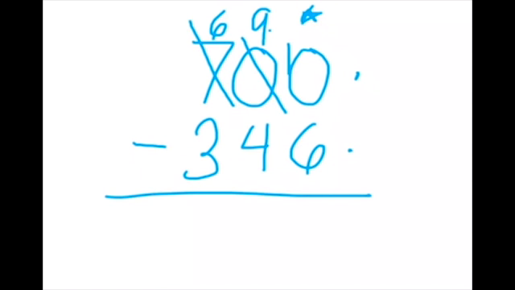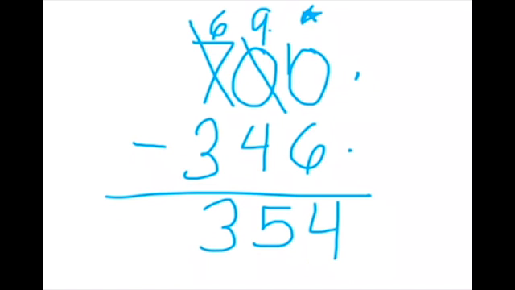If I look at my ones place, there's no need to stop because there's more on top. If I look at my tens place, there's also more on top, so there's no need to stop. And same with my hundreds. So I'm good to go. Let's subtract. 10 minus 6 is 4. 9 minus 4 is 5. And then what's 6 minus 3? 3. Nice job. So we have 354.